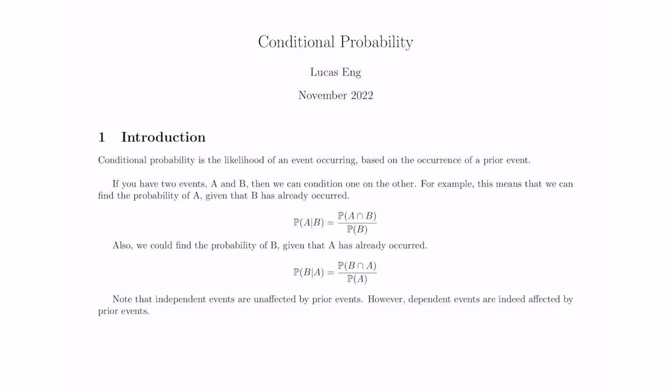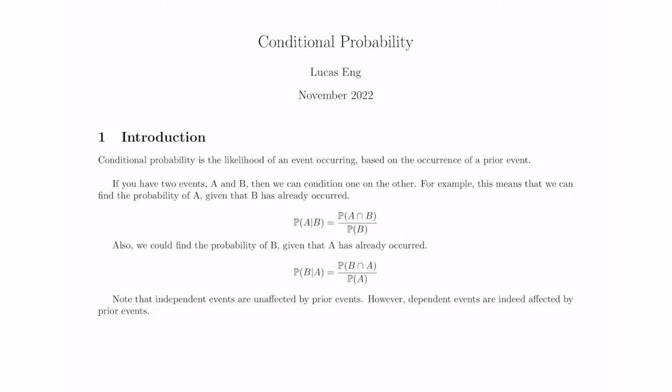Conditional probability is just the likelihood that an event occurs based on the occurrence of a prior event, right? So it's like the probability that, if you're rolling dice, you get a 6, given that you rolled a 6 before, for example. So if you have two events, let's call them A and B, then we're able to condition on one another. What that word condition means is that it's almost like a filter. So we're filtering on A based on B, or we're filtering on B based on A.